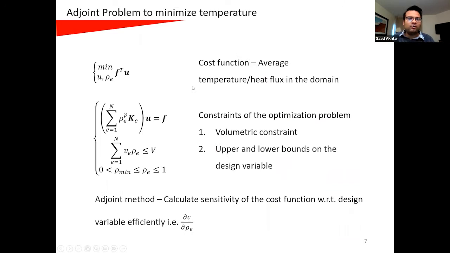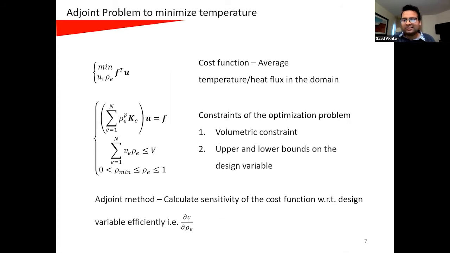So here's the overall adjoint problem for the setup that I just showed you. Your cost function is basically average temperature or heat flux in the domain, and you want to minimize that. And the constraints on your optimization problem, you have the volumetric constraint of the conductor material, like I said. It can be 15%, can be 20% material, whatever you want. And then you have the upper and lower bounds on the design variable. So design variable is between 0 and 1.